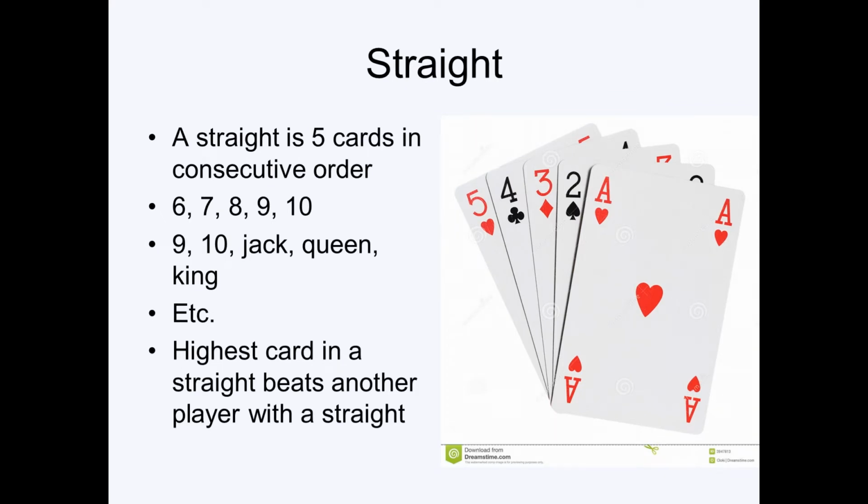6, 7, 8, 9, 10. 9, 10, Jack, Queen, King. Highest card in a straight beats another straight. Now look at that picture. That is a low straight. That ace is not above a king because it's being used as a 1 right there, right? So that it could go above a king or below a 2, right? So that's a pretty low straight right there. But you could use an ace there if you want to. Because if you don't use the ace as part of a straight, then it's only an ace high.